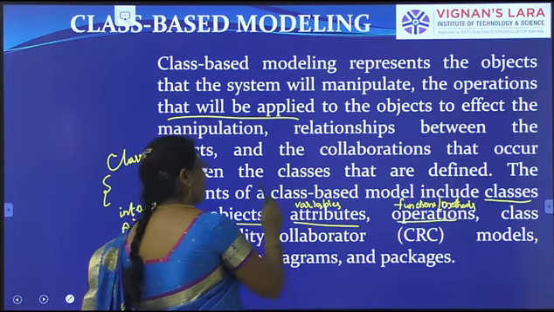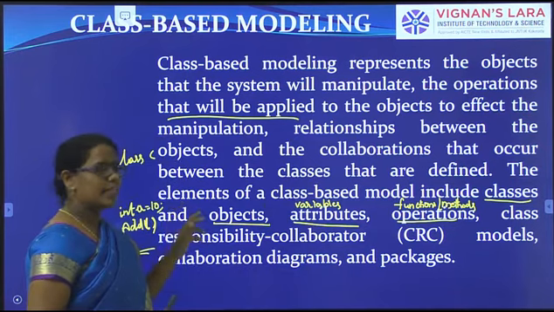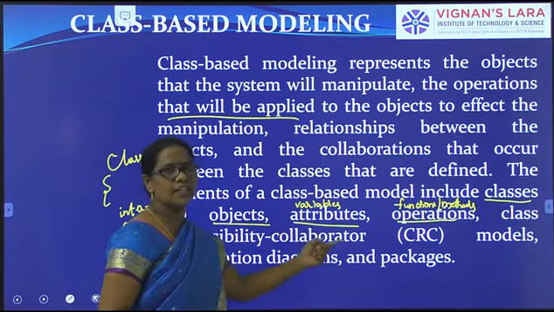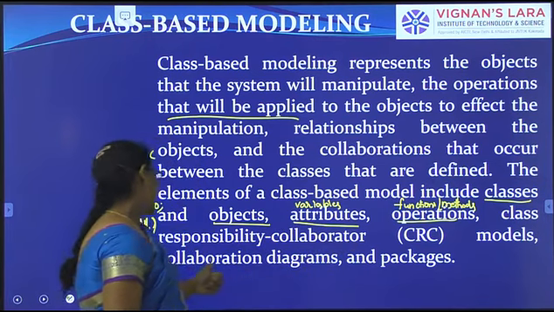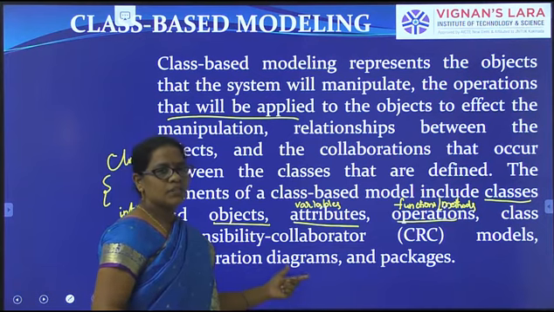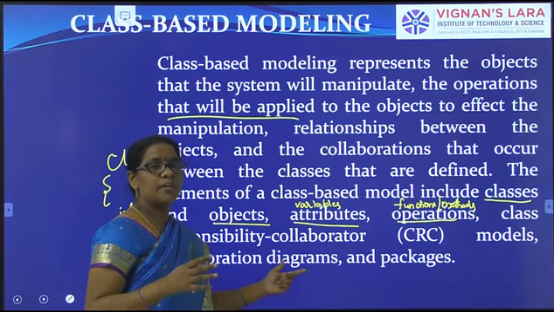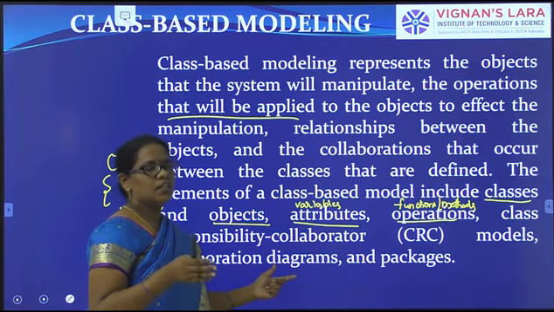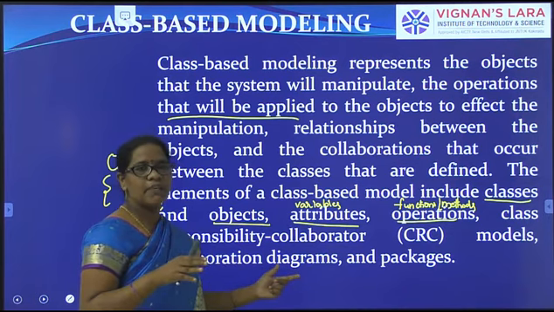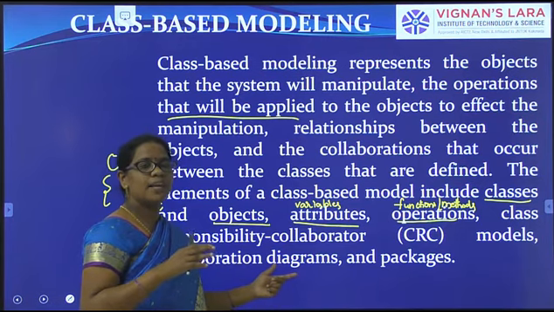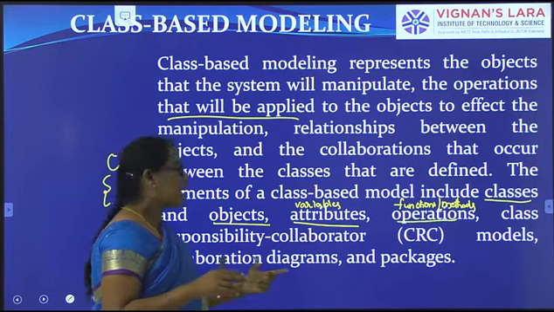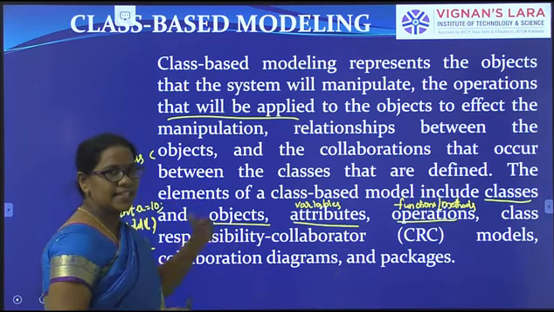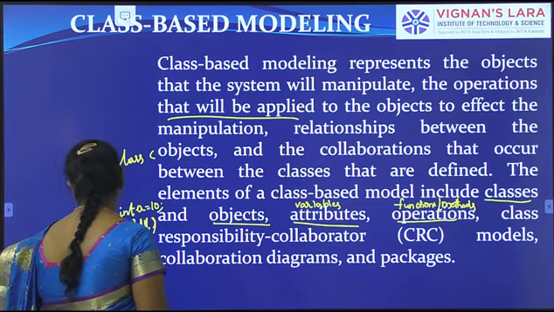So in a class-based model, what does it include? Classes, objects, attributes, functions, and class responsibility collaborator, that we can call CRC. And next, collaboration diagrams. In UML we have collaboration diagrams, apart from use case diagrams, class diagrams, object diagrams and activity diagrams. And packages. What are those? Let us see later. So let's go for the next one.